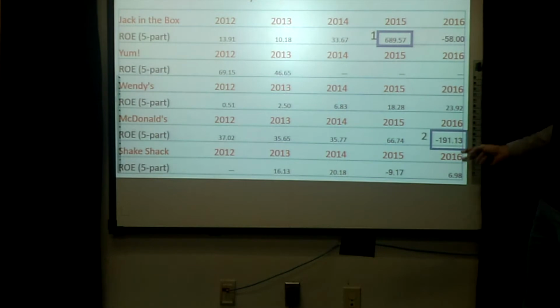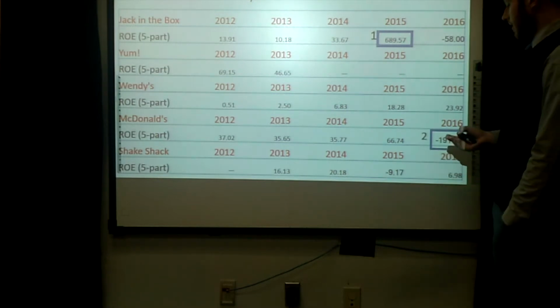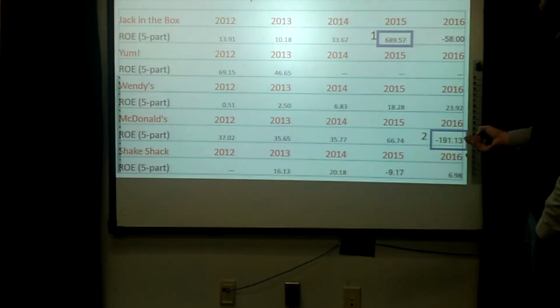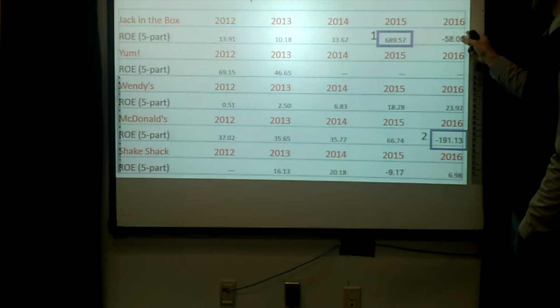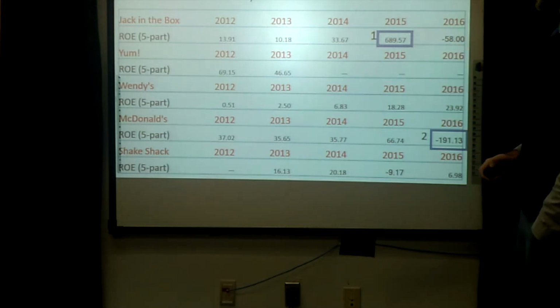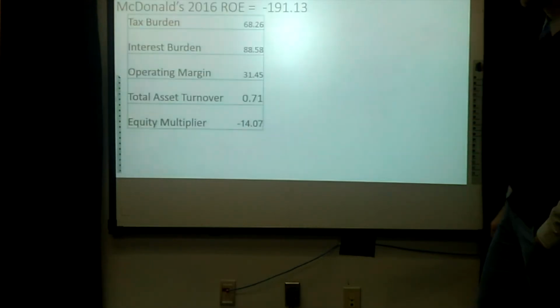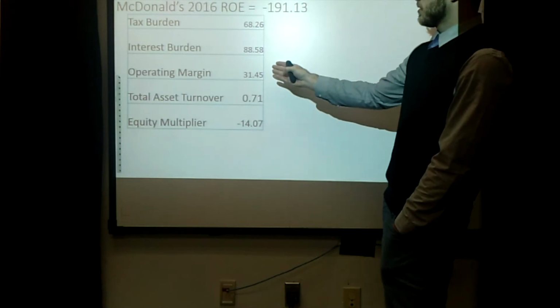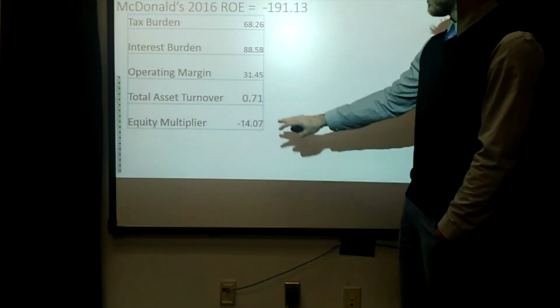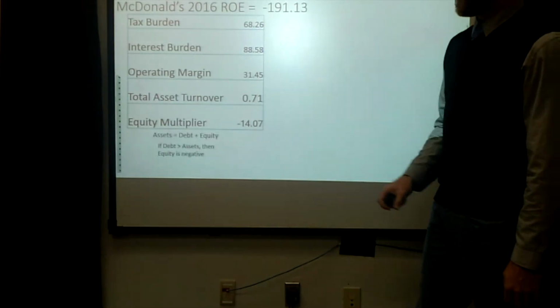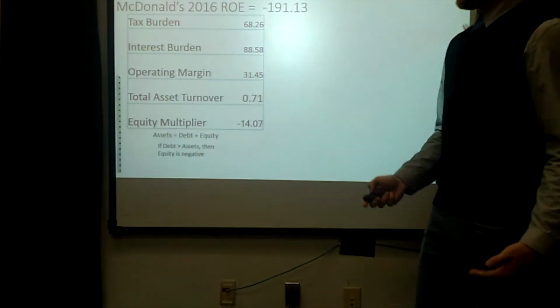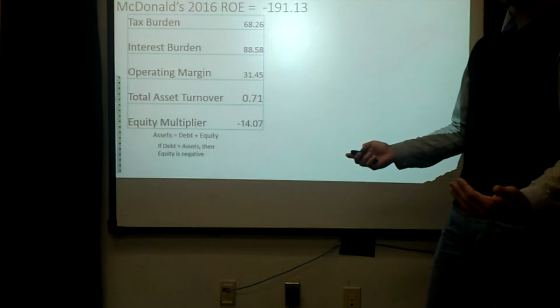The next thing we want to see, McDonald's. Why was McDonald's so negative in terms of ROE in the most recent year, 2016? I have a feeling it's going to be the same thing that explains Jack in the Box's year 2016. And of course, we take a look: tax burden, interest burden, operating margin, total asset turnover, all fine, negative equity multiplier. So once again, too much debt. Assets are debt plus equity, and if the debt is greater than the assets, the equity is negative.